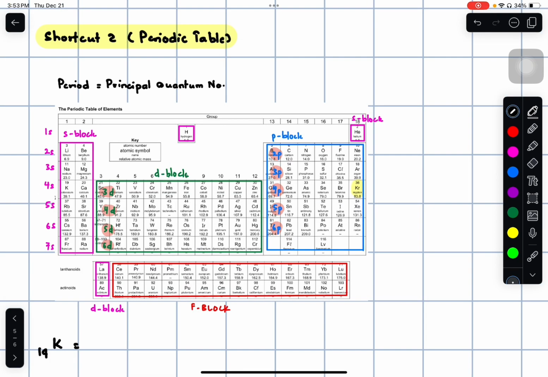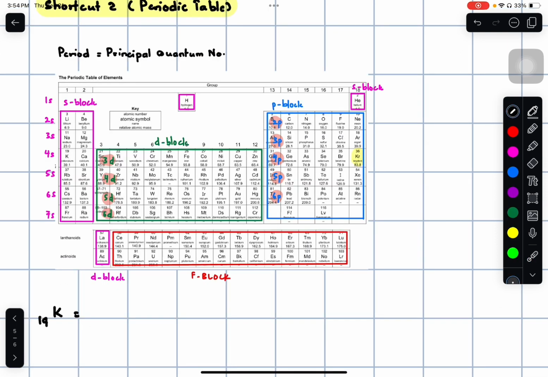Another shortcut that you will use to do this is by using the periodic table. In the periodic table, each period will refer to the principal quantum number. Group number 1 and 2, including hydrogen and helium, are called s-block elements. Group 3 to group 8 elements are called p-block elements. The transition metals are called the d-block elements. Now we want to write potassium-19, which is here. So we have to start from here and go all the way here to get to potassium.